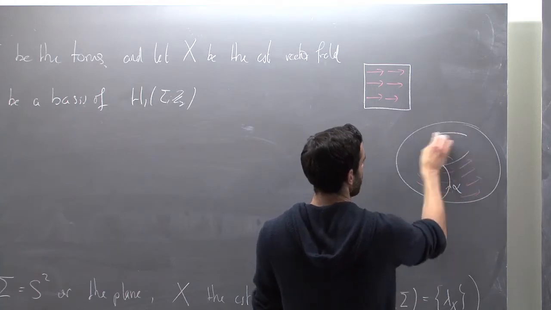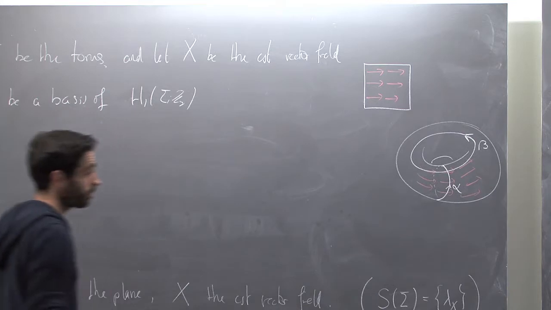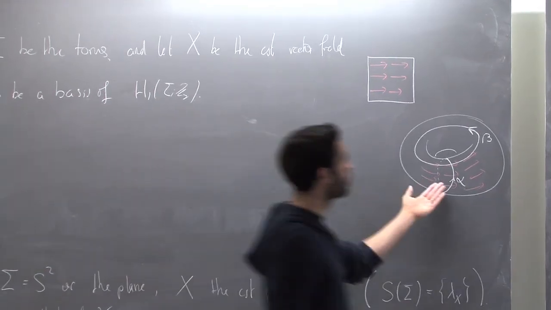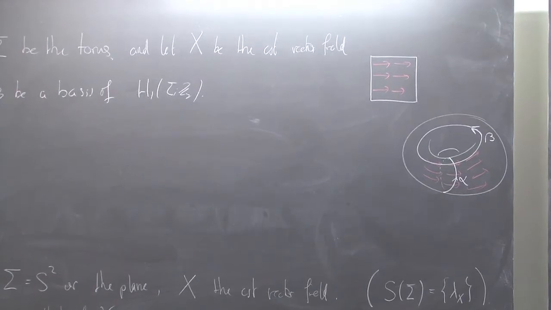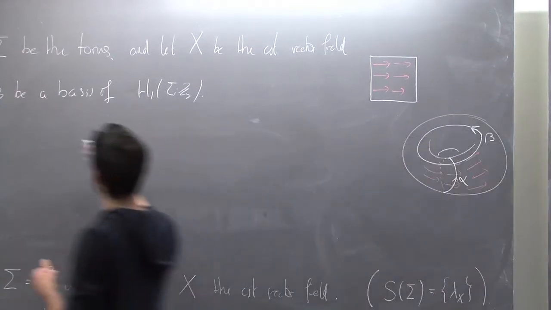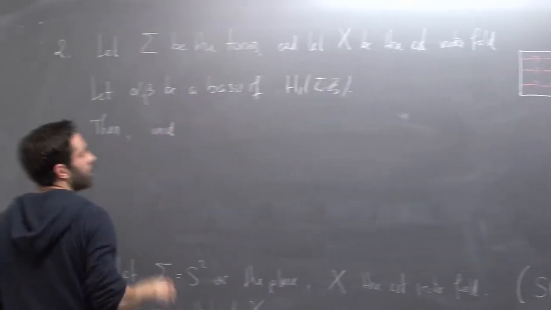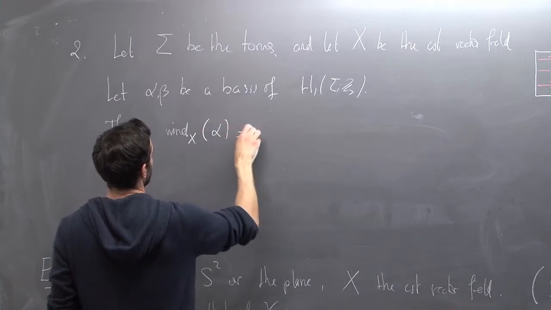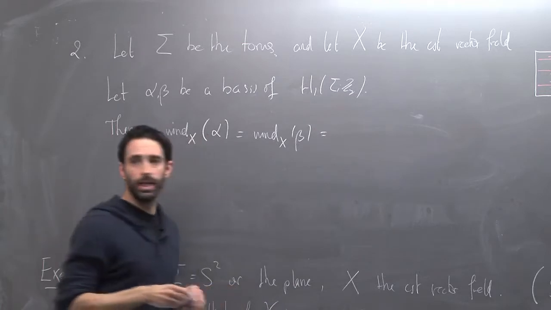See that this is alpha, this is beta. Okay, actually what I drew were representatives of the homology class given a basis. And let's try to compute these winding numbers. So then the winding number of... do you see what we get here?